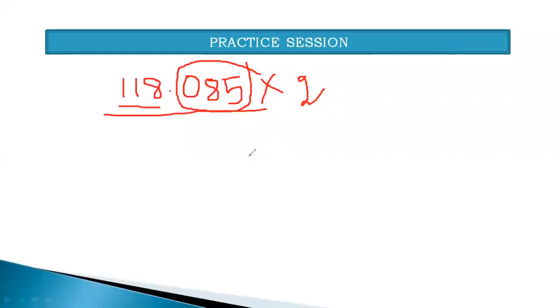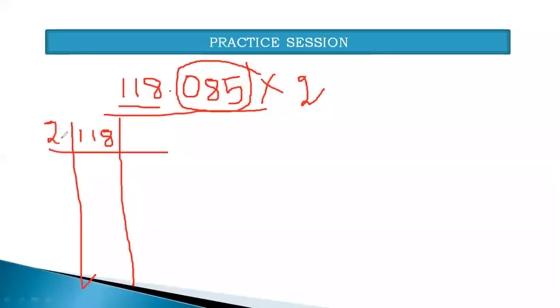Now let's solve the equation. The problem was 118.085. How to convert 118? You are already aware. You can convert 118 into binary format by dividing by 2. So we will divide by 2, 2 fives are 10, remainder is 1, and 2 nines are 18, and the remainder is 0. Finally, the new quotient is 59 and the remainder is 0.